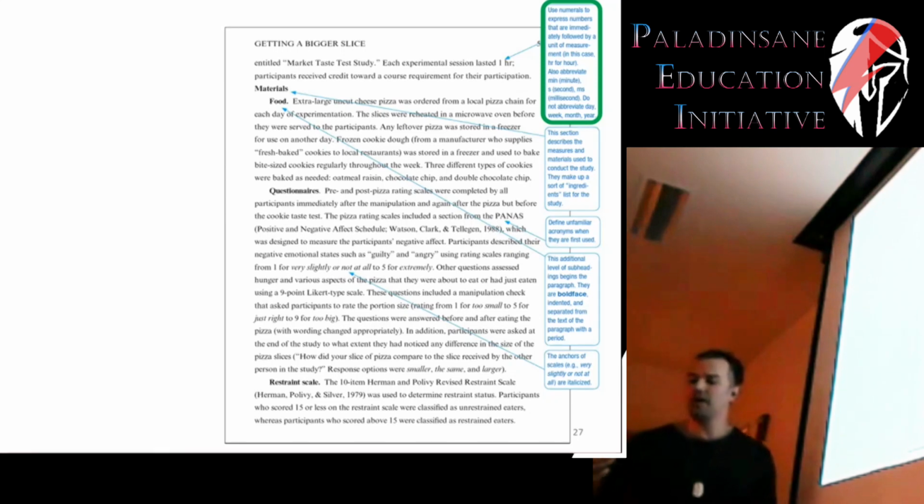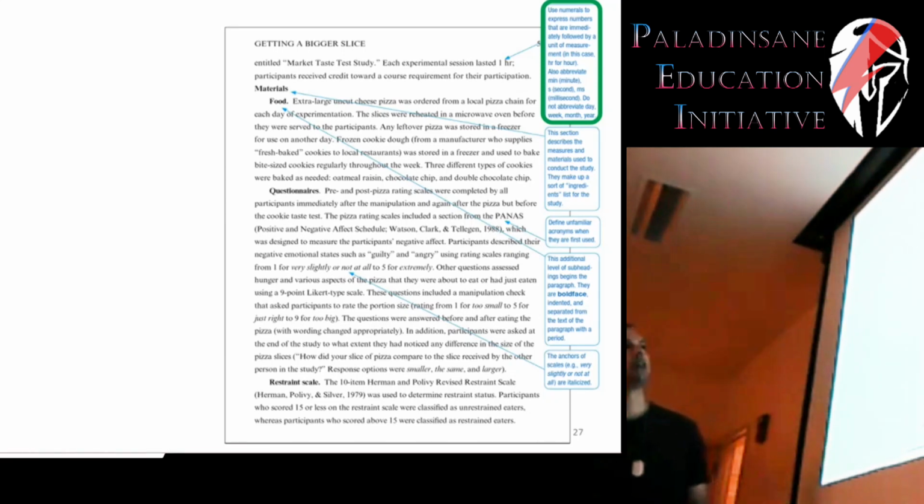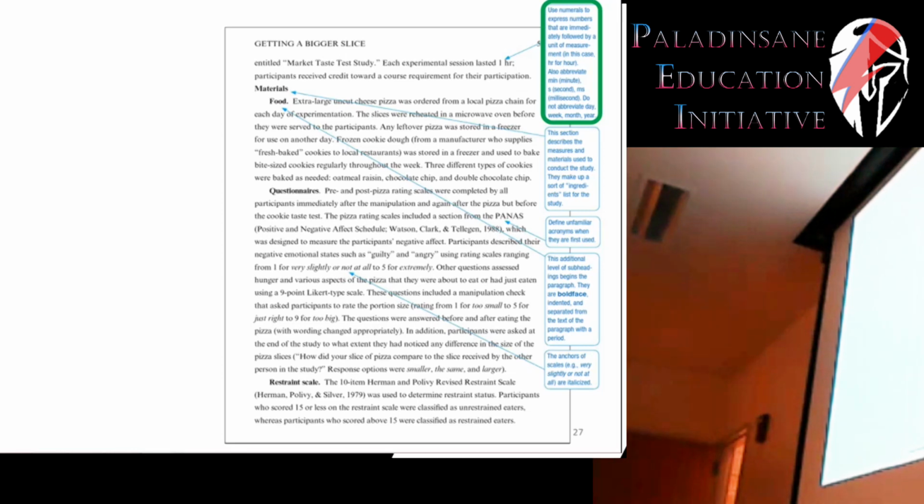When you write a number, ask yourself, should it be the number? Should it be the word? And that'll keep you in APA style.